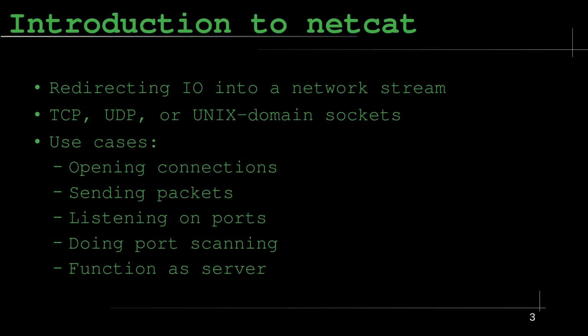Now that we've solved the challenge, I want to talk a bit more in detail about netcat. So let's start with an introduction to netcat. Netcat is a versatile utility for redirecting I/O into a network stream. It can be used for just about anything involving TCP, UDP, or Unix domain sockets, such as opening connections, sending packets, listening on ports, doing port scanning, and dealing with both IP version 4 and 6.